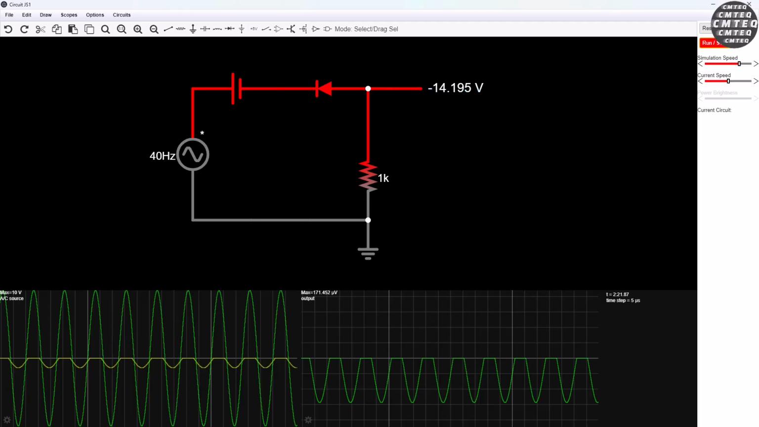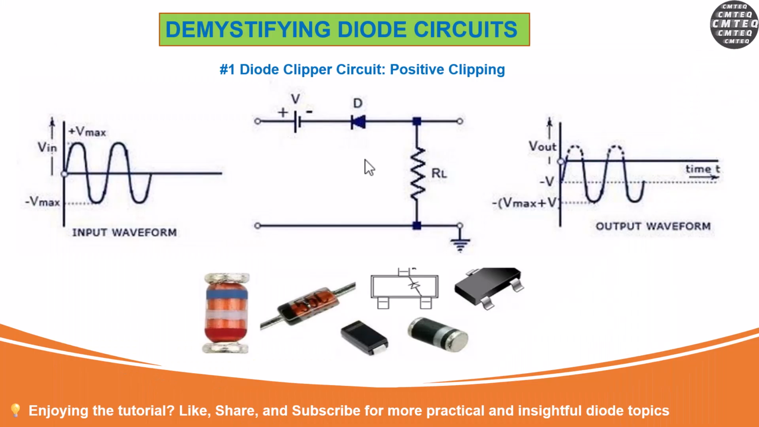Now please make sure you tune in to the next tutorial, where I'm actually going to build a physical practical circuit. We're going to take a 1 kilo ohm resistor in series with a diode and a voltage source, apply an AC waveform, and observe the input waveform versus the output waveform. Make sure you don't miss that tutorial.